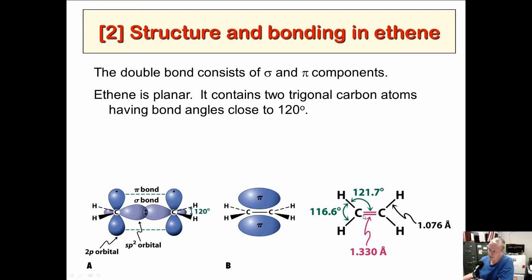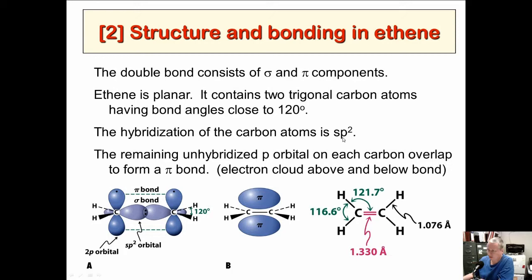And then the bond is a little shorter than a normal bond because you have two bonds. Don't worry about numbers. Hybridization is sp2. And so of course we have a total of 3 p orbitals. The remaining unhybridized p orbital is what causes the pi bond. You're going to have two of these p orbitals, and they have an electron each, and together you form a pi bond, which is a pair of electrons. It's a double bond. It basically exists as an electron cloud above and below the bond.